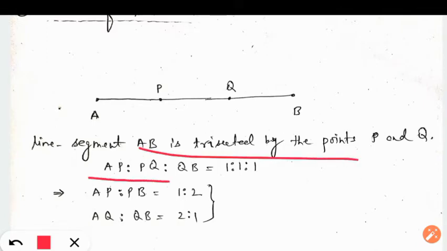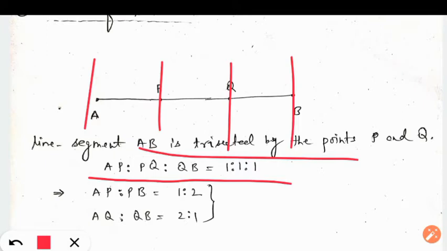In that case, the ratio between A to P, P to Q and Q to B is 1 is to 1 is to 1. That means A to P is 1 unit, P to Q is 1 unit, Q to B is 1 unit in terms of ratio. Or it could be 2 meter, 2 meter, 2 meter, or 3 centimeter, 3 centimeter, 3 centimeter. What we will get is the ratio 1 is to 1 is to 1.